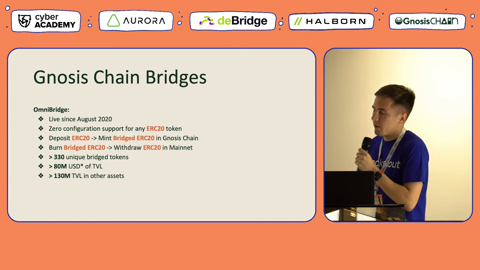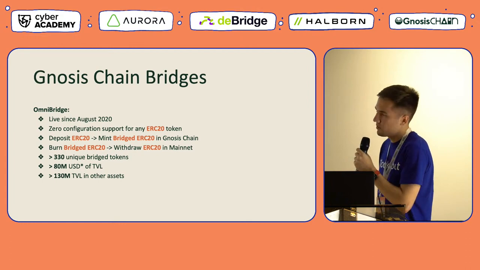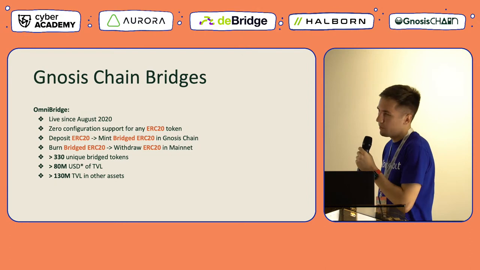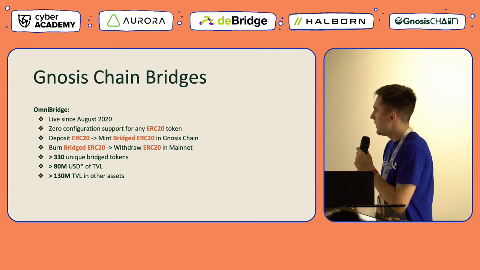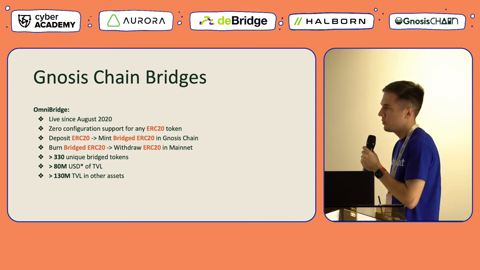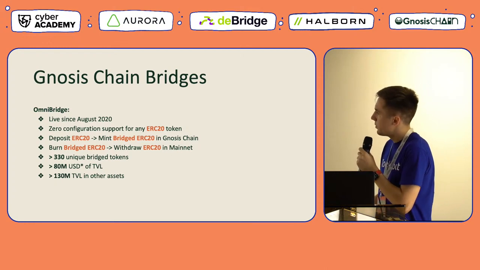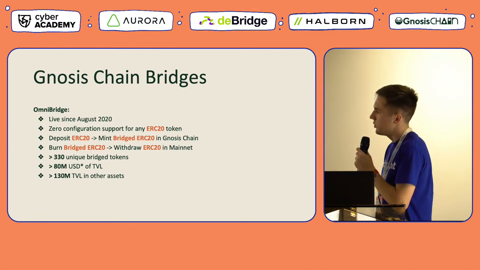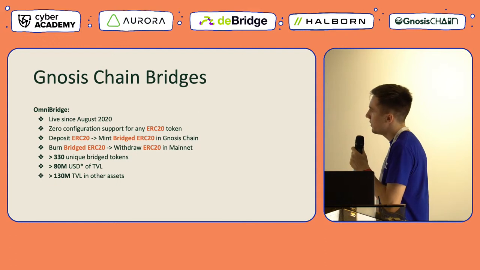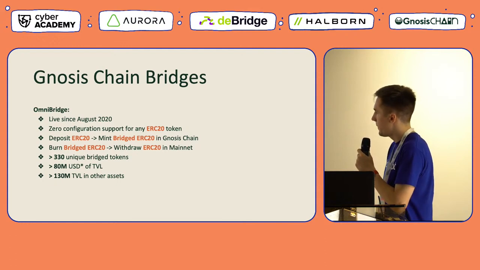The Omni bridge went live almost 2 years ago, and its main feature is that it allows you to support any ERC20 token out of the box with zero configuration required. It works in a similar way to how the XDAI bridge works in terms of deposits and withdrawals, so you can easily deposit any type of ERC20 on one side, which will trigger the minting operation of the bridged ERC20 representation on Gnosis Chain, and you can go backwards the same as you do at the XDAI bridge.